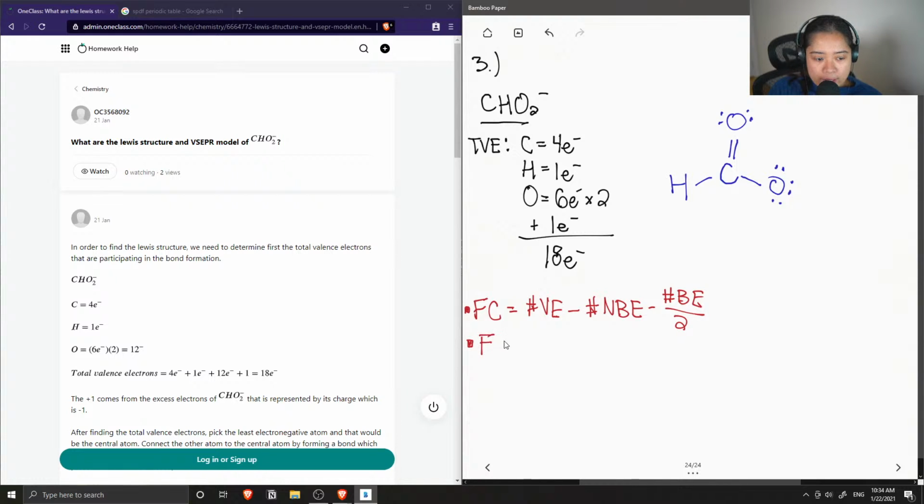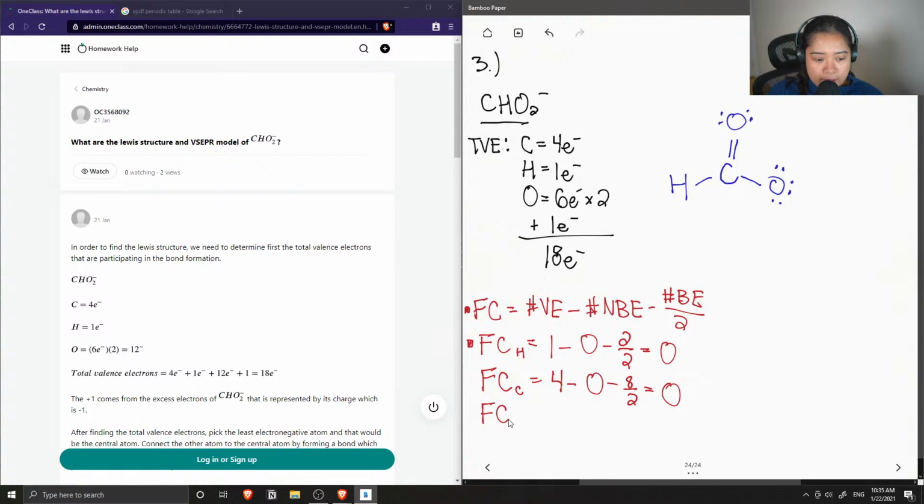So first, let's find the formal charge of hydrogen. Hydrogen has 1 valence electron. There are 0 lone pairs, and there's only 1 bond to hydrogen, so there's 2 bonding electrons divided by 2. So it has a formal charge of 0. For carbon, there are 4 valence electrons, 0 lone pairs, and there's 4 bonds to hydrogen, so 8 bonding electrons divided by 2. Also get 0.